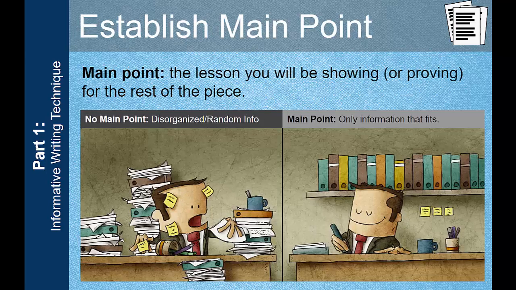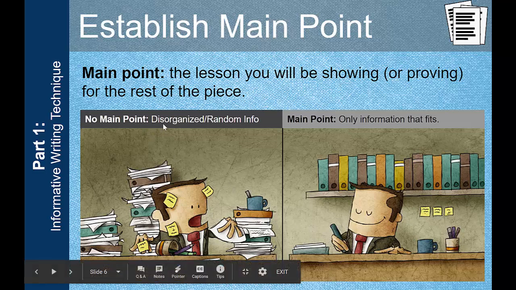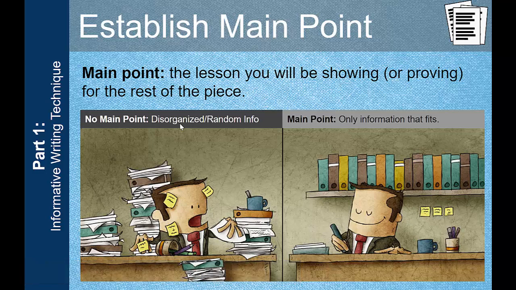The next thing we want to do is to establish a main point in your paper. So the main point, to write this down, is the lesson that you will be showing or proving for the rest of your piece. And this diagram below really shows why main points are so important. When you don't have a main point, your paper is really going to feel like a bunch of disorganized and random information.